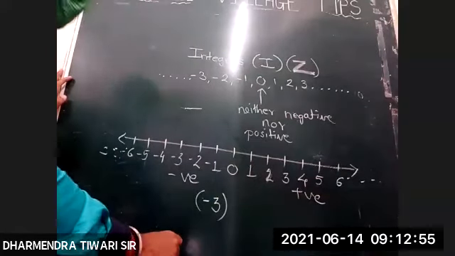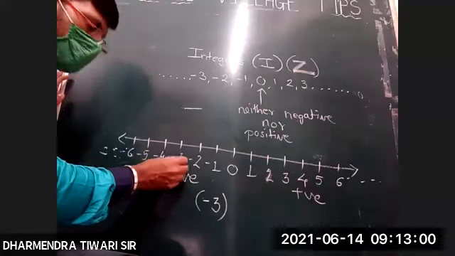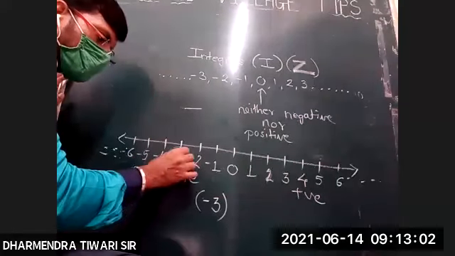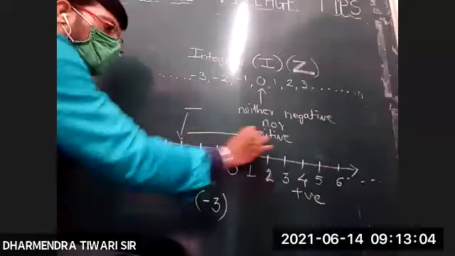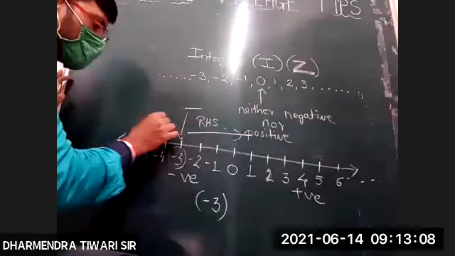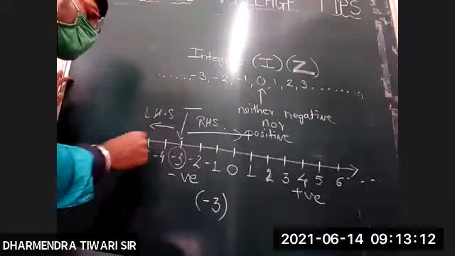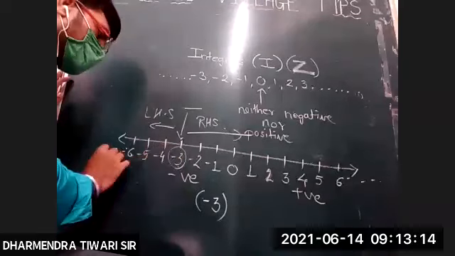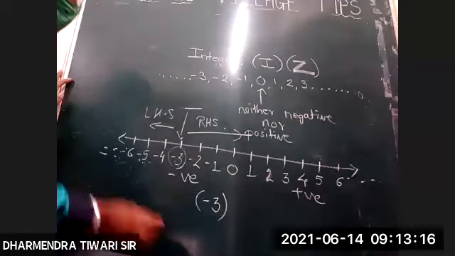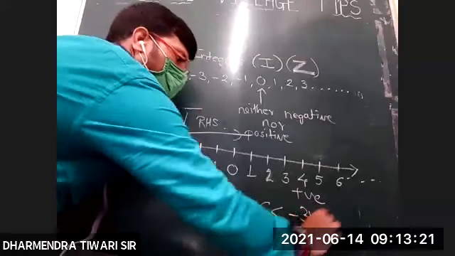Now, if we are going to select any number from the left-hand side, my minus three is here. This is the right side of minus three, and this is the left-hand side. If we select any number from the left-hand side of minus 3, it will always be less than minus 3. Say I have selected minus 6. Minus 6 is less than minus 3. True.